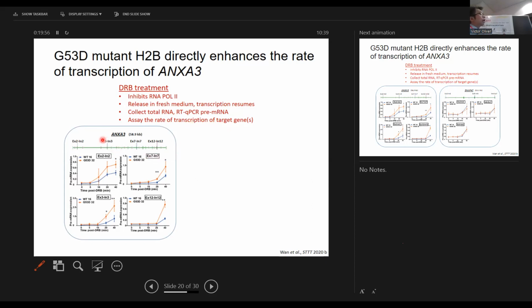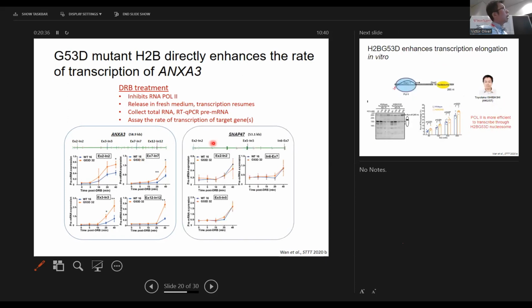If you look here, we have ANXA3, and we have PCR primers targeting different exon-intron boundaries along the gene. You can see that after release into fresh medium, the amount of ANXA3 pre-messenger RNA in the mutant cells is much higher than in the wild-type cells, at exon 2, intron 2, exon 7, intron 7, and other intron-exon boundaries. This suggests that the transcription elongation rate of ANXA3 is indeed higher in the mutant than the wild type.